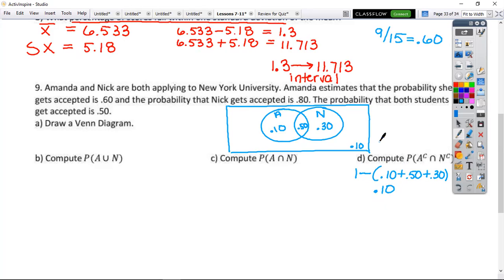And then last two answers, compute A and N. So that's intersect. Intersect is just the 0.50. You don't have to show any work for that because it's already kind of done above for you. And then lastly, your A or N. On a Venn diagram, all you have to do is add across. So 0.50 plus 0.30, 0.90.